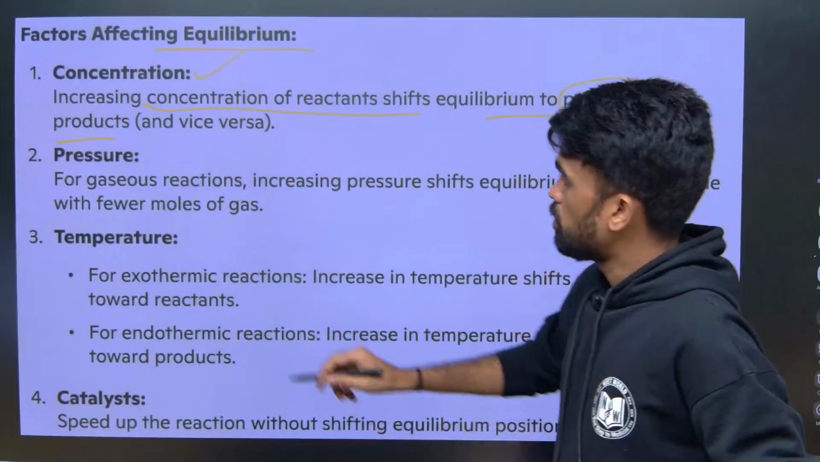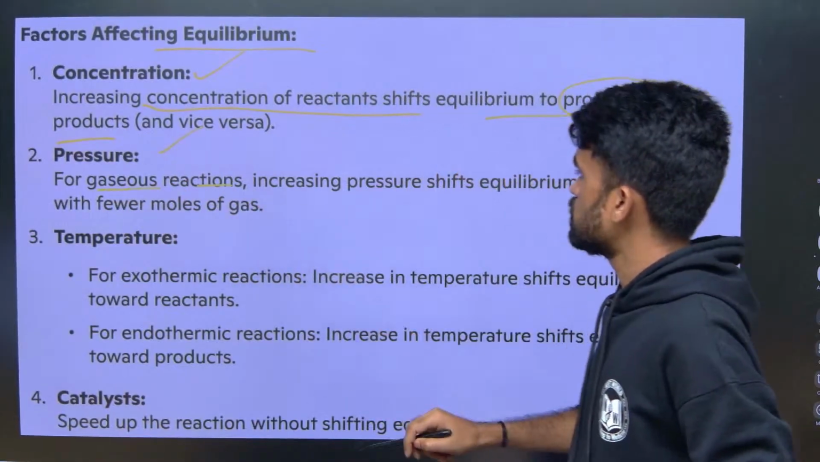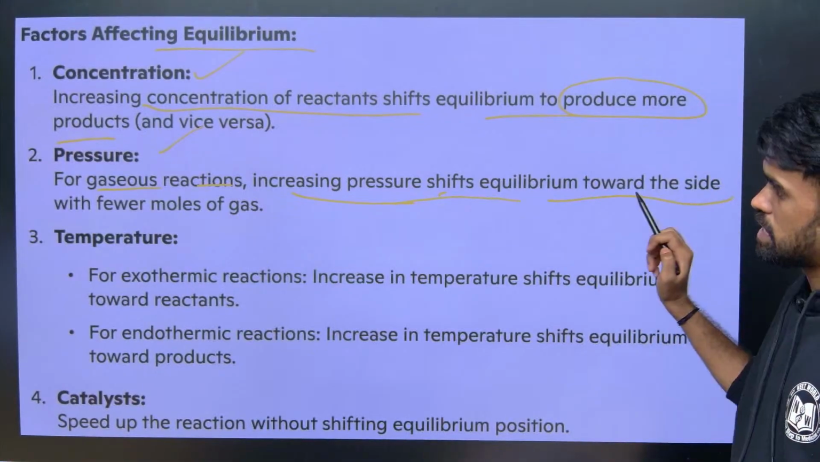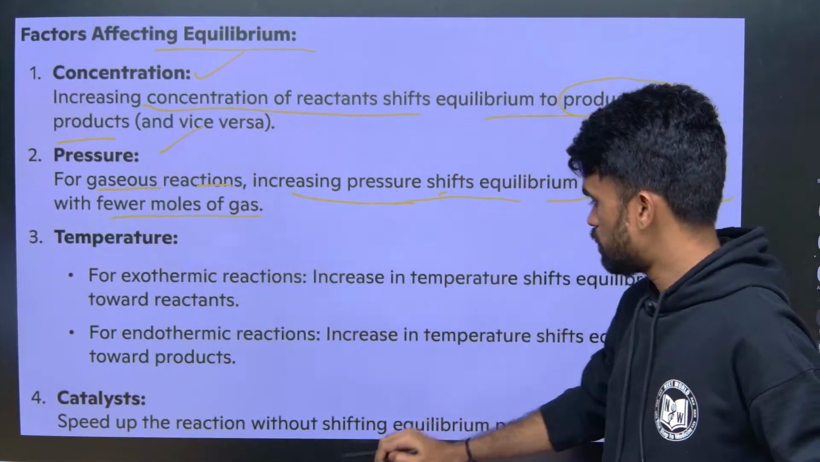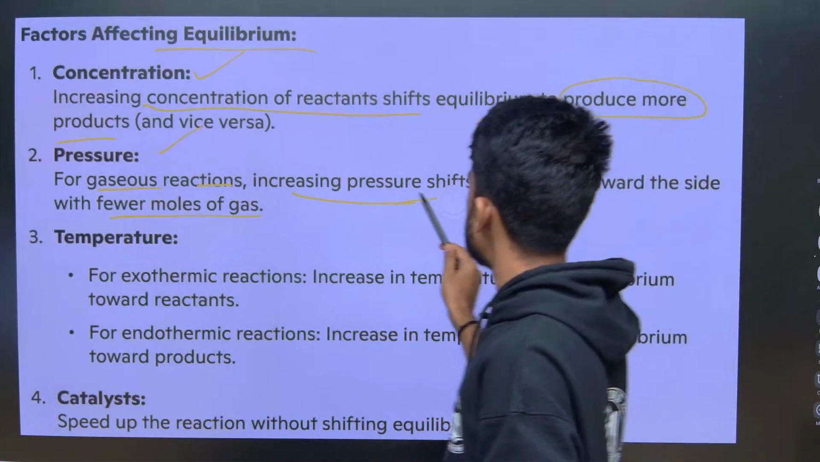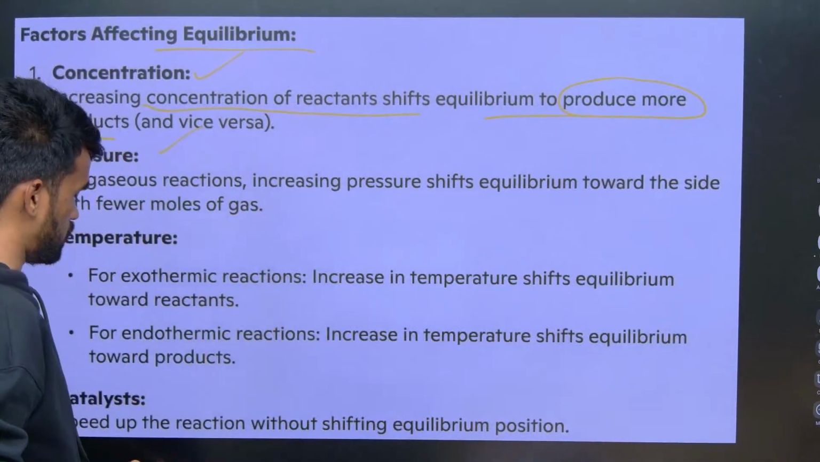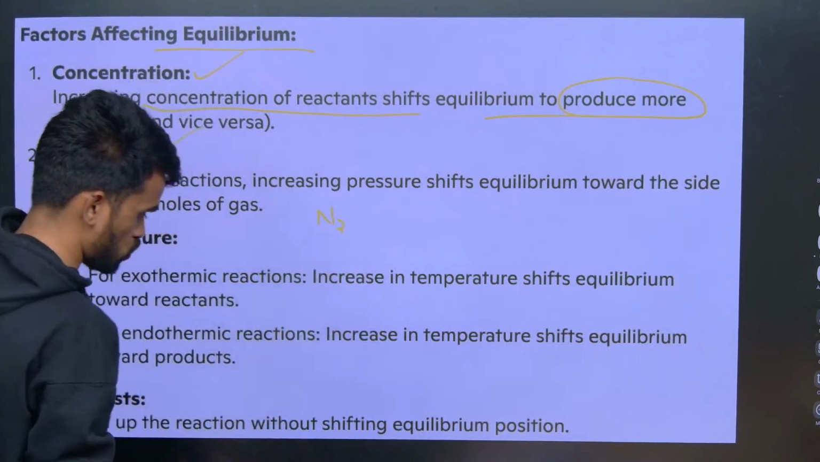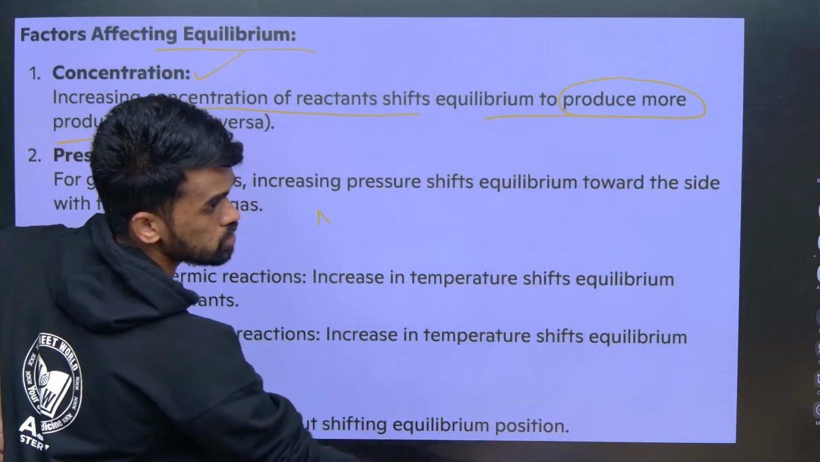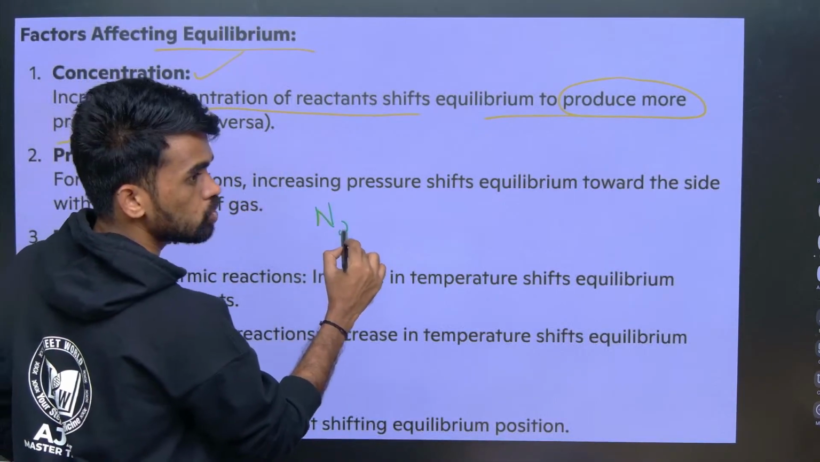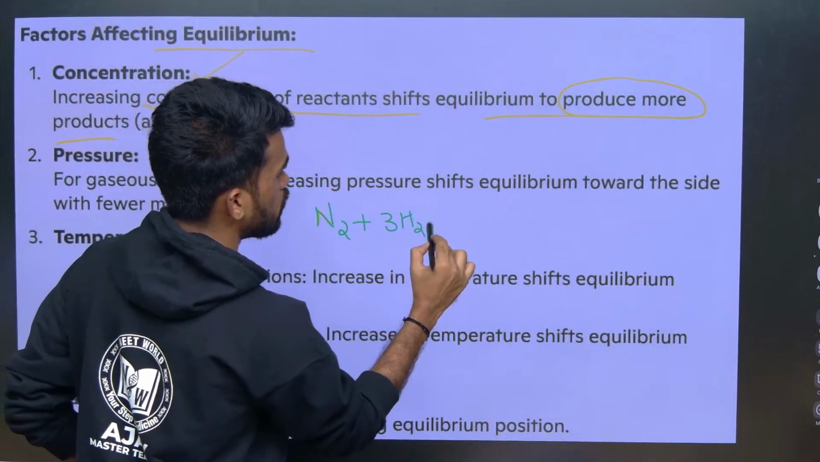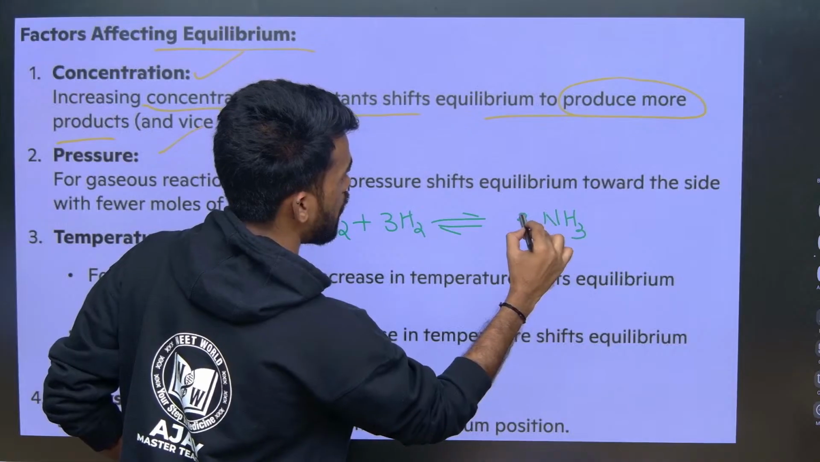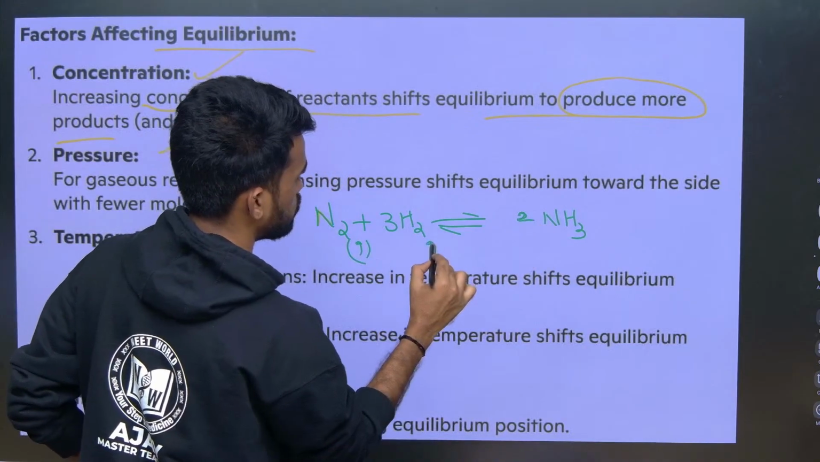Now pressure. For gaseous reactions, increasing the pressure shifts the equilibrium towards the side with the fewer number of moles. This is a very important point, try to understand here. Effect of pressure, let us see. I am taking N2 plus 3H2, the normal Haber's process, giving rise to 2NH3. All of them are in the gaseous state, let us say.